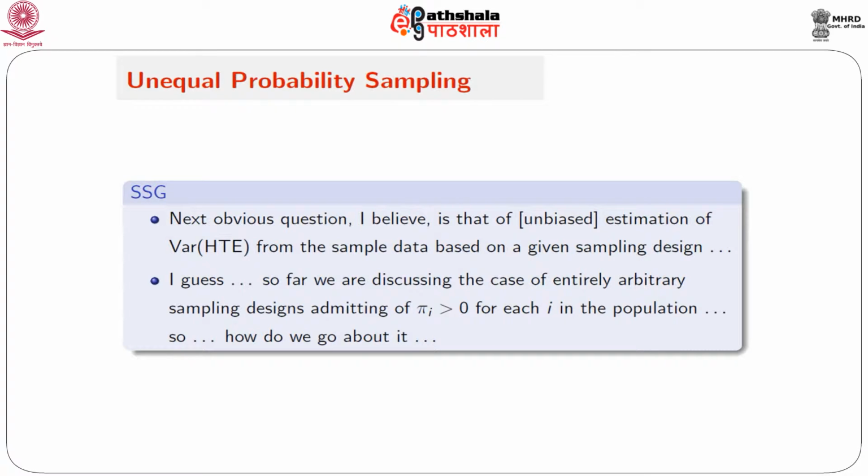So, having understood the formation of the Hurwitz-Thompson estimator and also an expression for the variance of the Hurwitz-Thompson estimator, what is your next question? So the next obvious question, I believe, is that of unbiased estimation of the variance of the Hurwitz-Thompson estimator from the sample data based on a given sampling design. I guess so far we are discussing the case of entirely arbitrary sampling designs, admitting of pi i's positive for each i in the population. So how do we go about it?